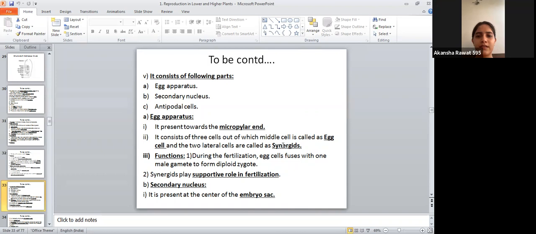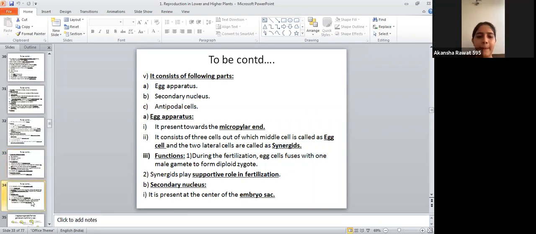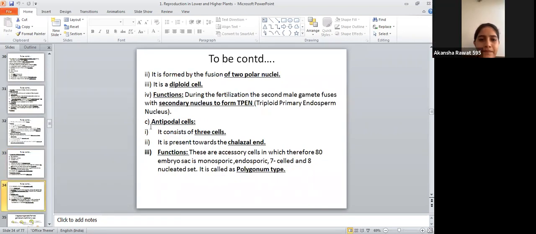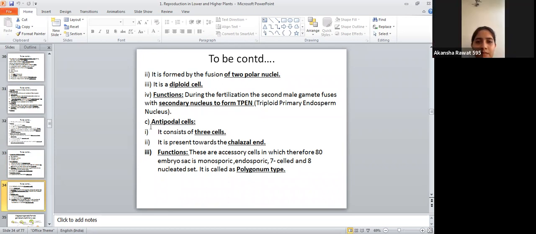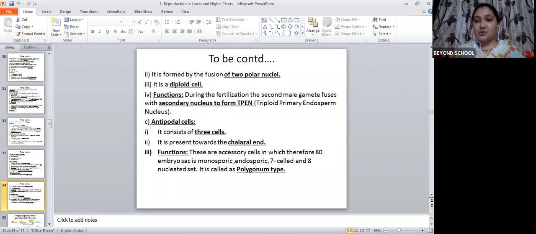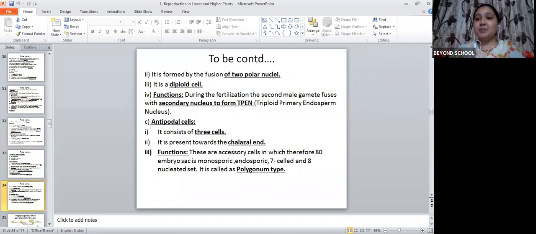Secondary nucleus: where is it present? In the center within the embryo sac, right? It consists of two polar nuclei present in the center, and therefore they are diploid. What is the function? During fertilization, the second male gamete fuses with the secondary nucleus to form a triploid primary endosperm nucleus. Therefore, the short form is called PEN.